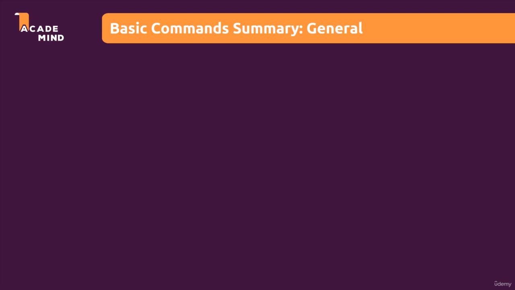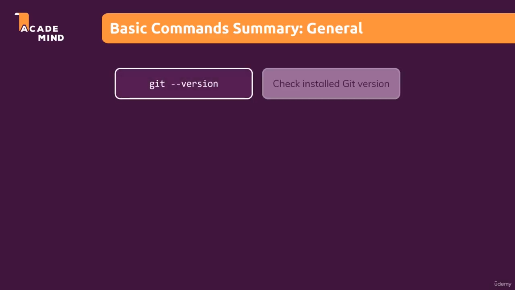In this module, we covered a lot of ground when it comes to working with Git as a version management tool. Let's have a look at the general commands we learned. A very important command was git --version to check whether you have Git installed and also to check the installed Git version, specifically important for some commands like git switch, which are only available starting from version 2.23.